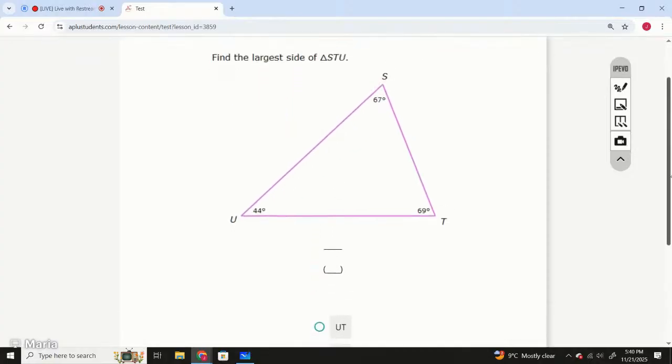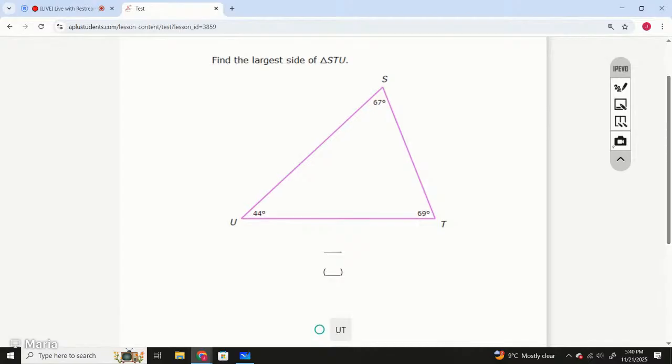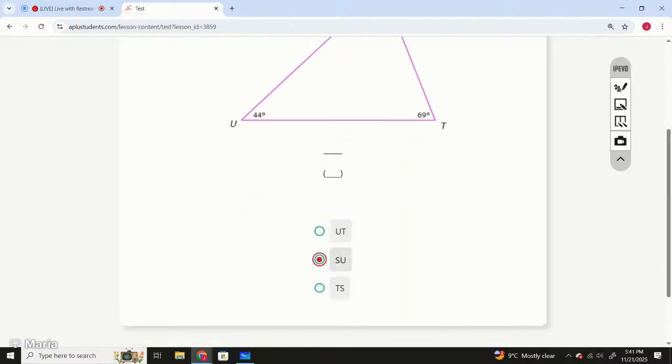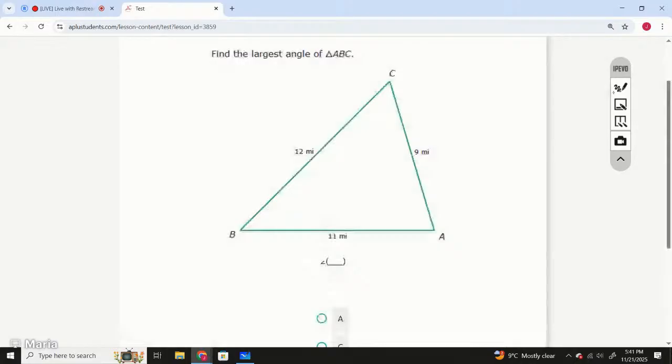Find the largest side of triangle STU. So T is the largest angle. So SU is the largest side. Option number 2 is the correct option. Okay, you can complete the lesson by yourself later today.